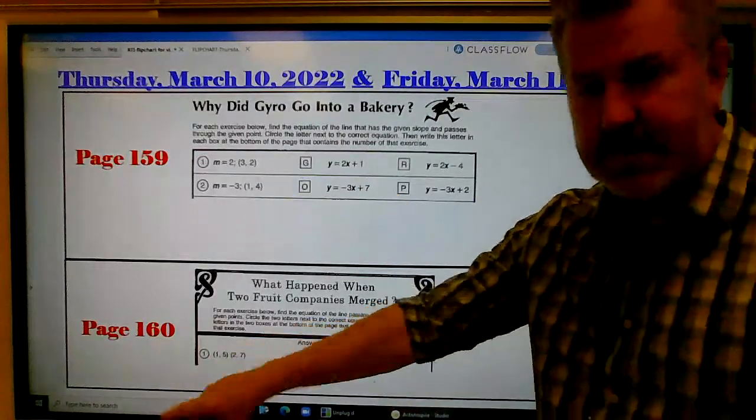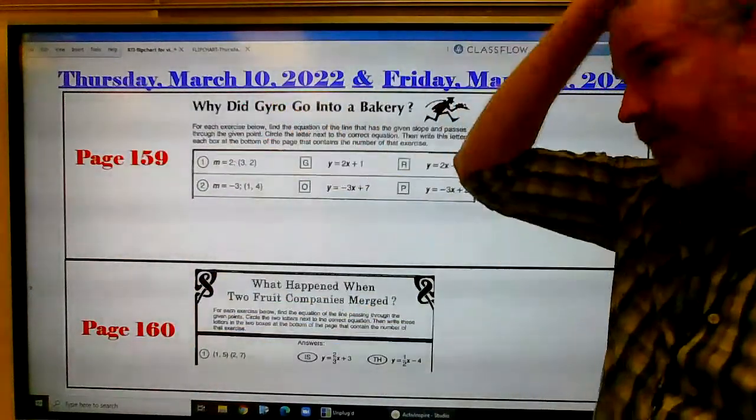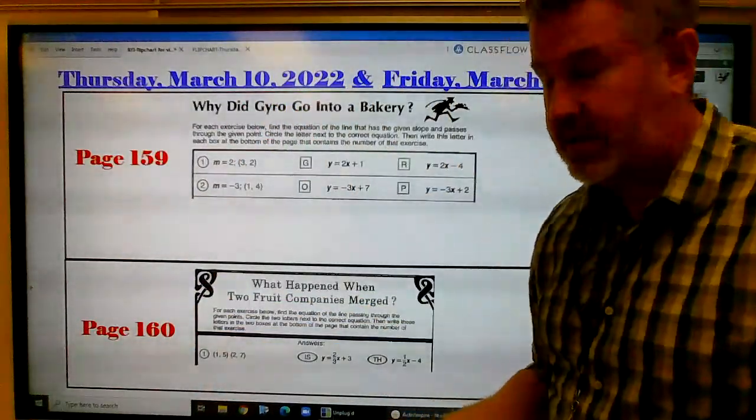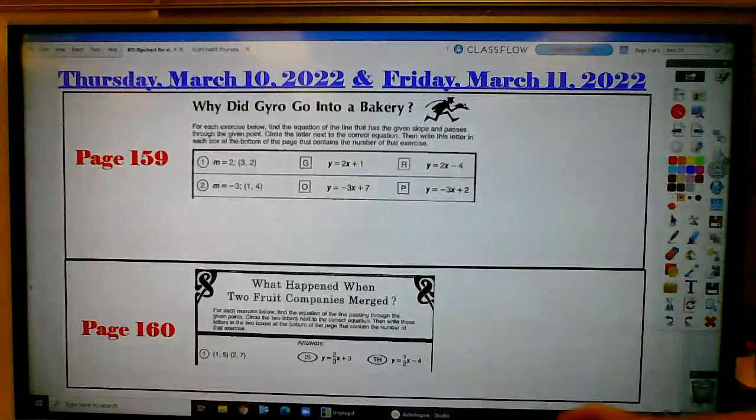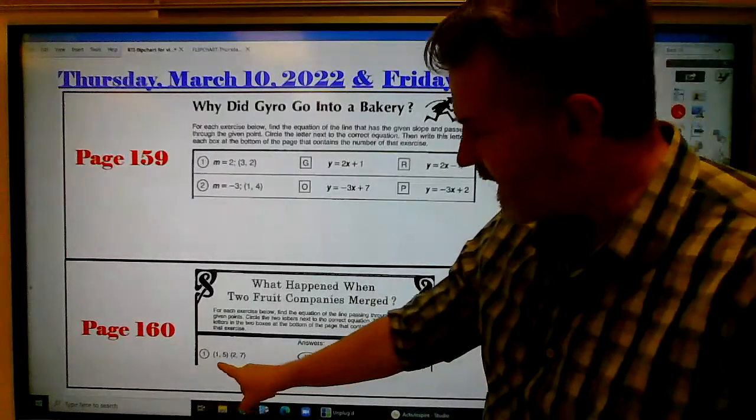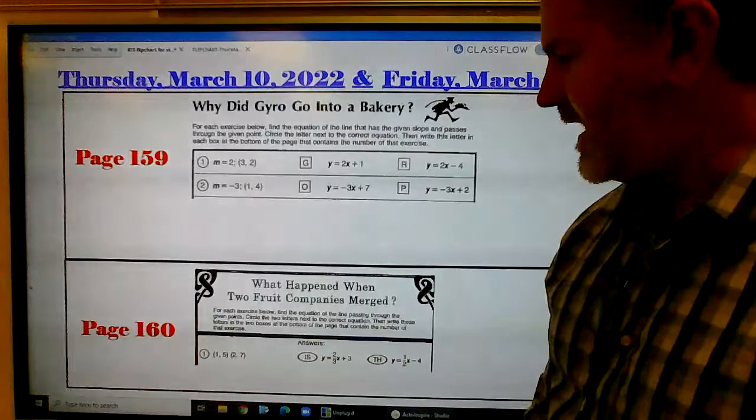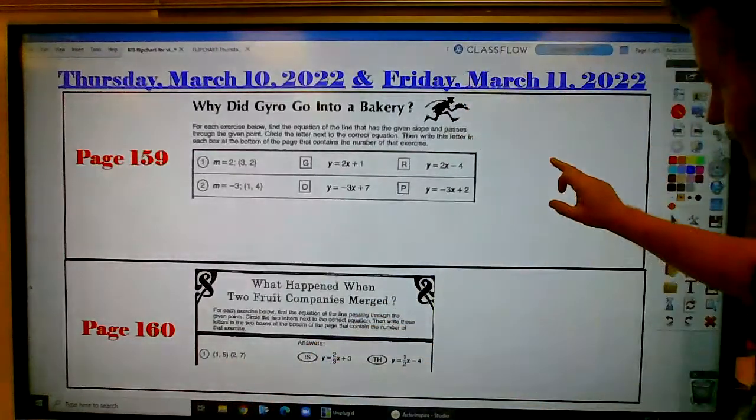All right, and then page 160. This will finish it up for Monday, or for Thursday and Friday, which is just tomorrow and 2 days from now. What happened when two fruit companies merged? So this time they're just giving us the 2 points that the line passes through.